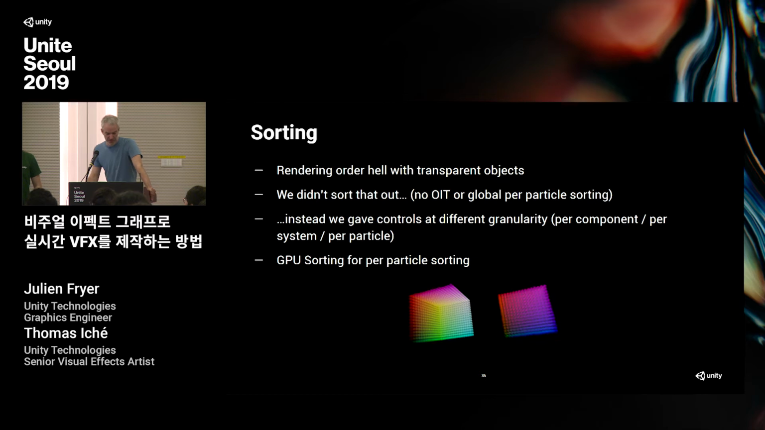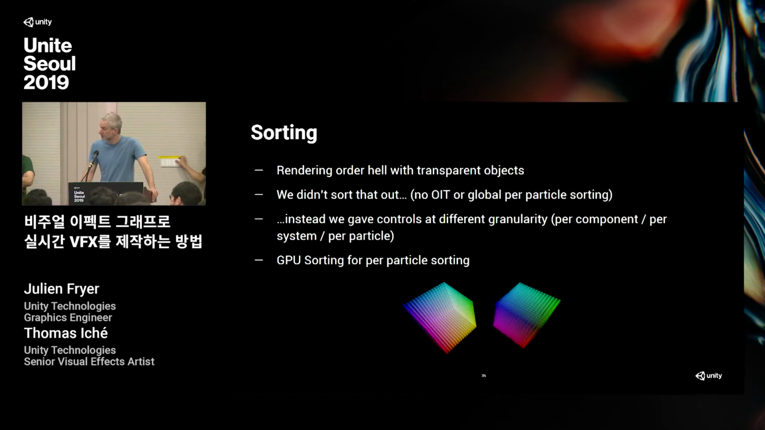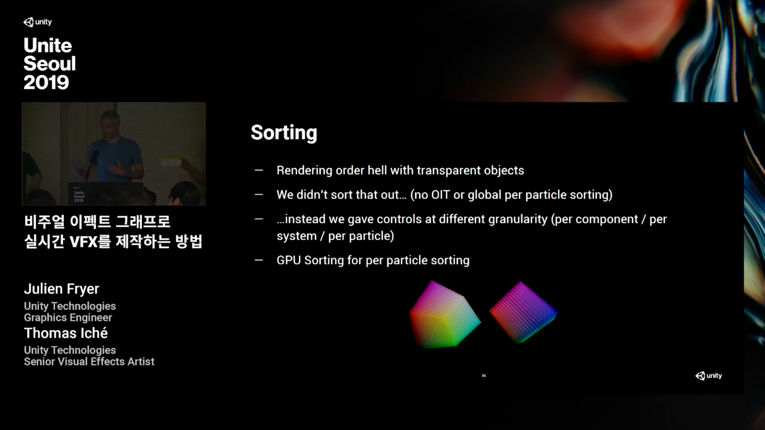A word on sorting. It's always difficult to have a correct sorting with transparent objects. We didn't implement any global sorting or order-independent transparency because this goes out of the scope of the tool. Because if we do that, we need to sort everything together, including all the transparent objects that are not particles. So instead, we gave control at different granularity, so we can sort per component. So it's the classical Unity transparent sorting, back to front.